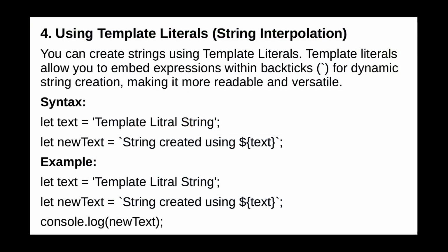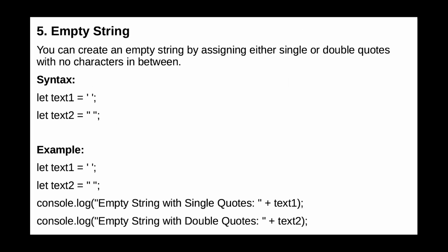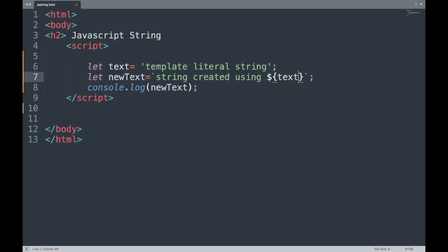So next is empty string. You can create an empty string by assigning either single or double quotes with no character in between. So this is an example of how to create an empty string by using single or double quotes. So we can take one example of this. Open the Sublime text editor. Here we don't add any text. In double quotes also you don't add any text.